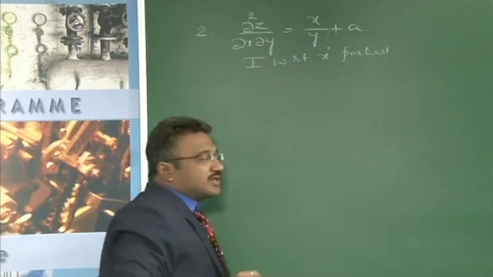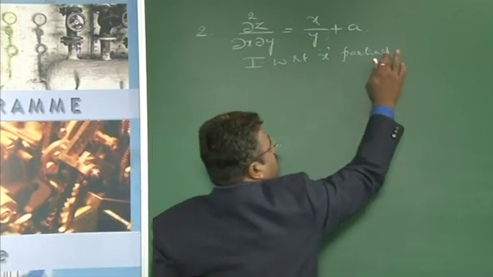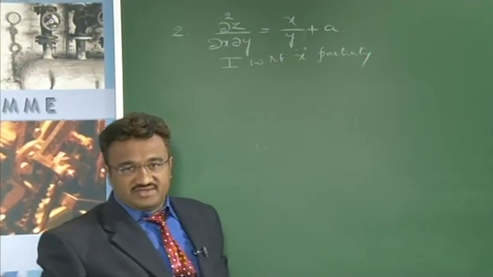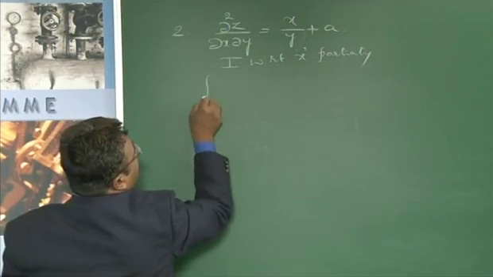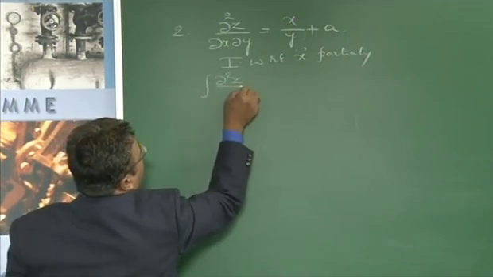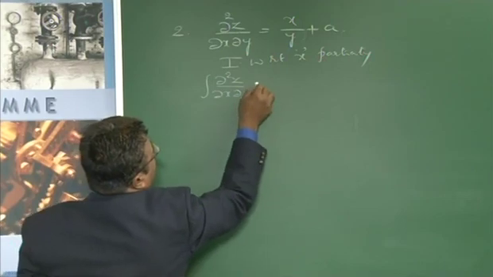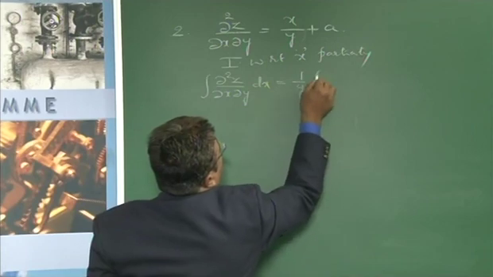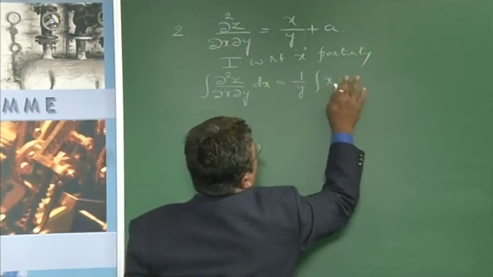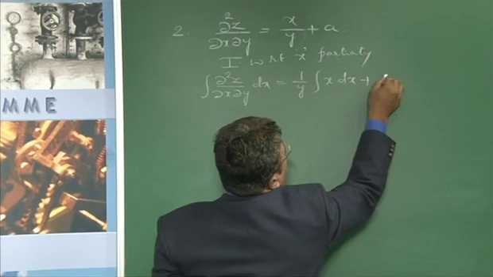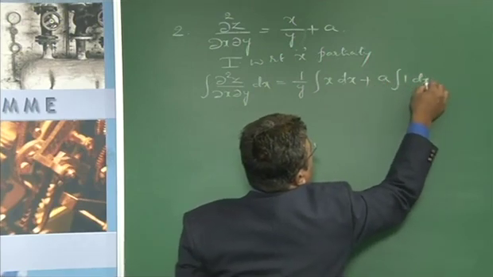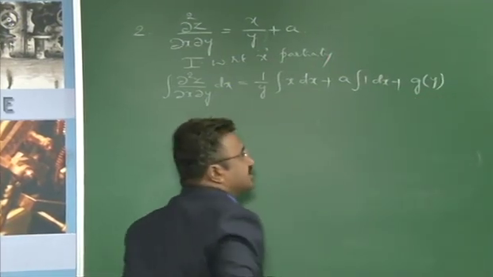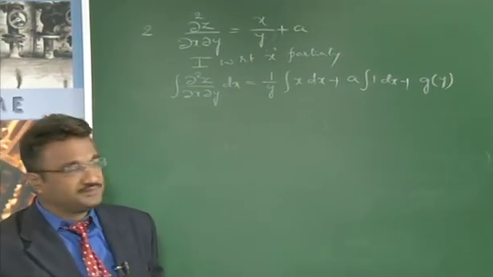Whenever you integrate with respect to x partially, we have to keep the value of y as a constant. See here, the integration of ∂²z/∂x∂y, with dx I am doing with respect to x. 1/y is a constant, then (x + a) dx, a is a constant. With respect to x, I have to write an integration constant, some variable form, that is g of y.